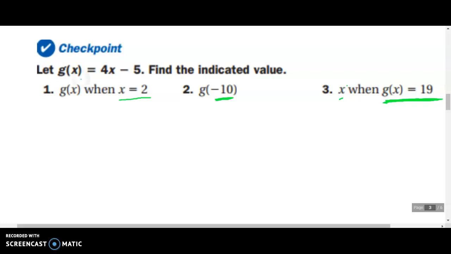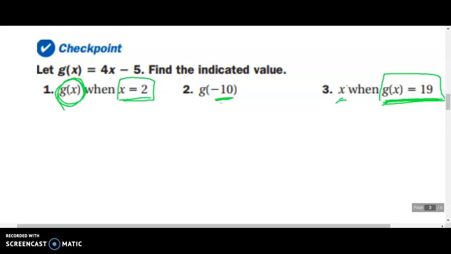We're finding here, we're given x and finding g of x. Here, we're given x and finding g of x. Here, we're given g of x and finding x.